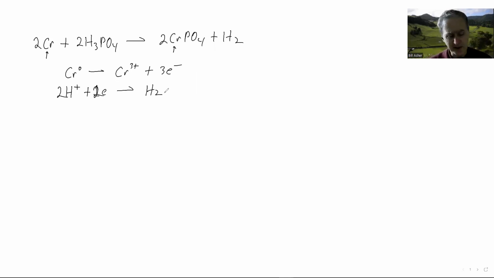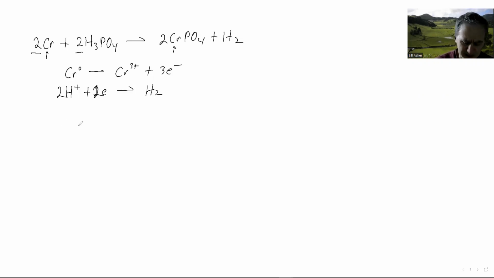Now, the other thing we notice is that the stoichiometric coefficient in front of chromium is 2, and in front of phosphoric acid it's 2. And that means that the stoichiometric ratio for chromium to phosphoric acid is 1:1, meaning for each mole of chromium we use 1 mole of phosphoric acid, right?